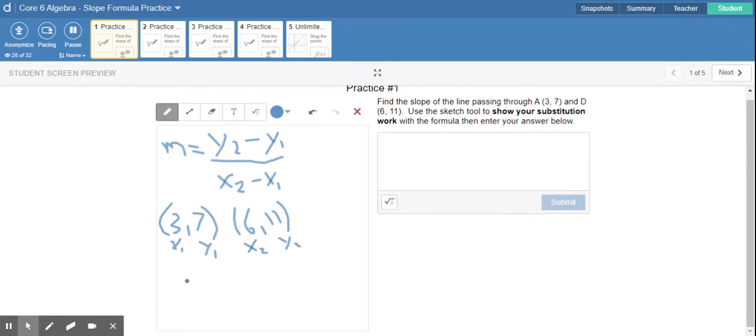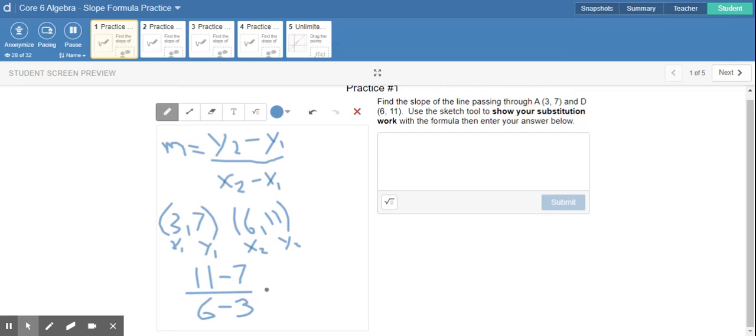So when I go to write my fraction, I'm going to say 11, because that's my y2, minus, because there's a subtraction sign, y1, which is my first y, which is 7, over, so make my fraction bar, make a little bit of a straighter line here, over my x2, which is my second x, which is 6, minus my first x, which is 3. And so that's my fraction, the change in the y values over the change in the x values.